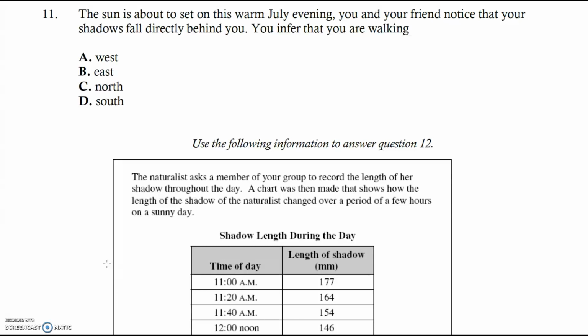Number 11. The sun is about to set on this warm July evening. You and your friend notice that your shadows fall directly behind you. You infer that you are walking A, west, B, east, C, north, or D, south.